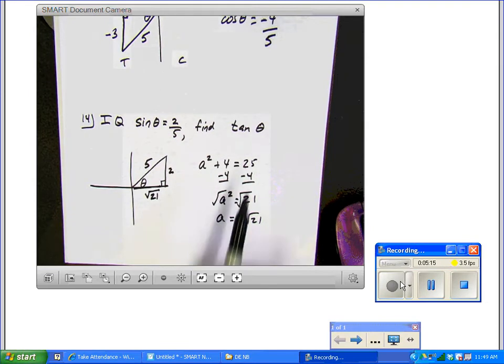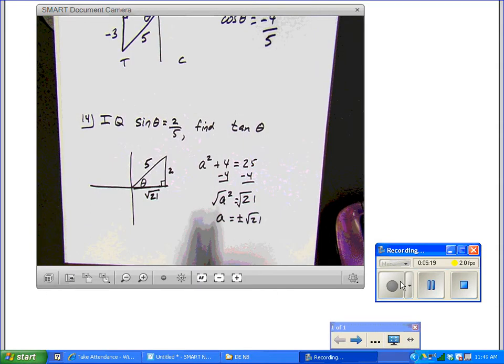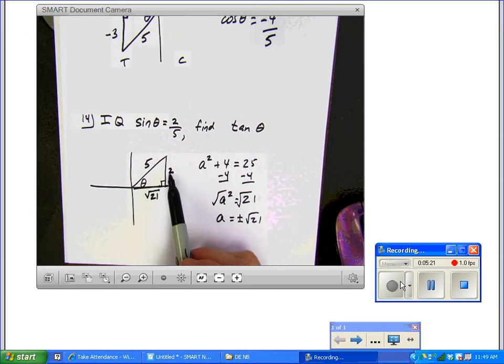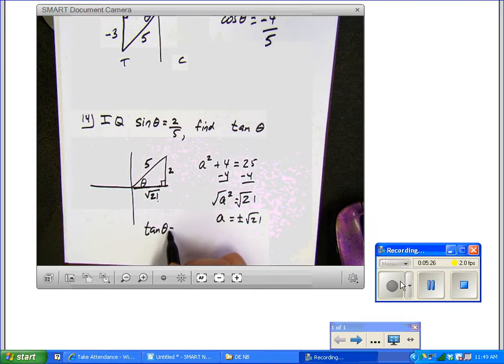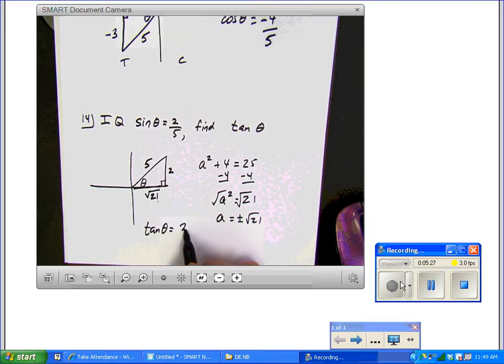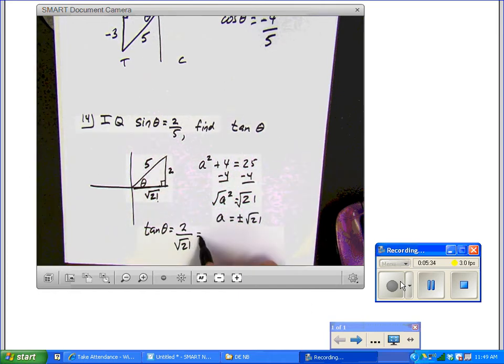Now we can find the tangent ratio. Tangent, remember, is opposite over adjacent. So tangent of theta would be 2 over the square root of 21. Again, opposite over adjacent. Now we have to rationalize it. We can't have a radical in the denominator here. So this would be 2 square roots of 21 over 21.